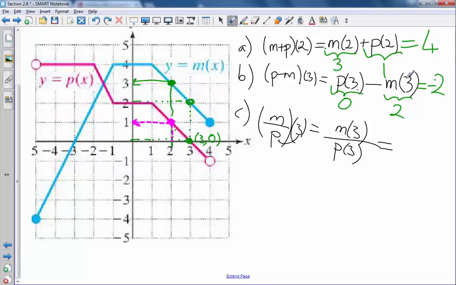What is M of 3? 2. What is P of 3? 2. Okay, here is the $1 million question. What is 2 over 0? Undefined. Do you agree? We can't divide a number into 0 pieces. It's undefined.